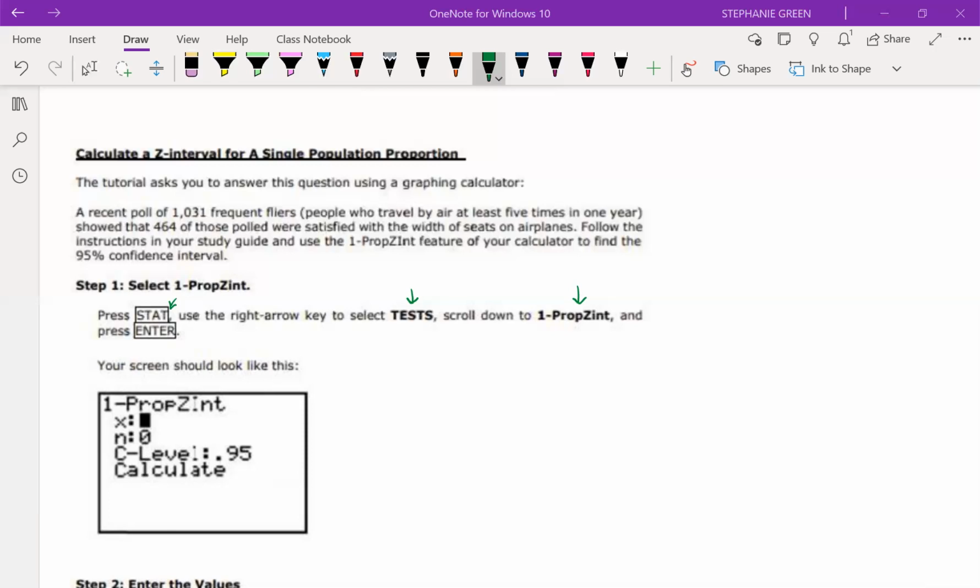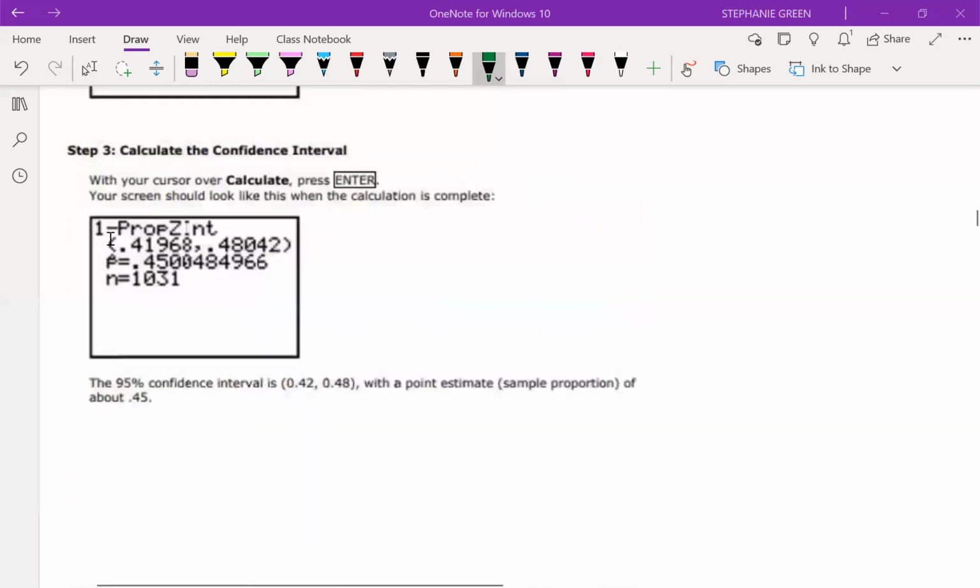X, of course, is the number of successes. How many successes did we have in this survey? 464. N, what's the sample size? 1,031. And lastly, C level, what's the confidence level we want to calculate? They say here 95% confidence interval, so I'll leave it as 0.95. Calculate, and I get my answer, along with my p-hat. So my answer is from 0.41968 to 0.48042, which they also have down here as their answer.